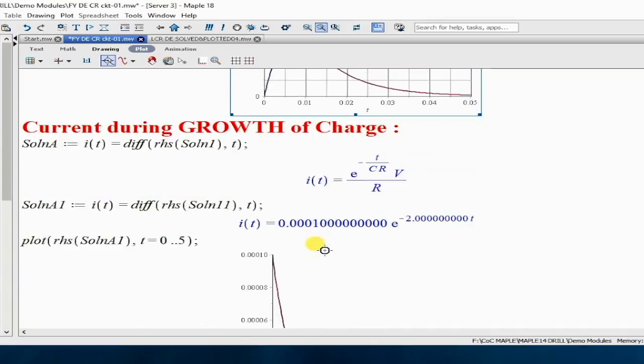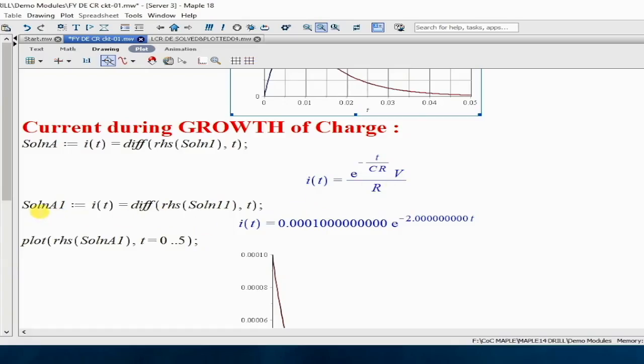Now for currents you need to differentiate the equation. Here we shall differentiate solution 1 with respect to time, the right hand side of the solution, and that is being called I of t. This I am calling SOLNA. So this offers the same equation which we have discussed in the PowerPoint presentation, and we can substitute.